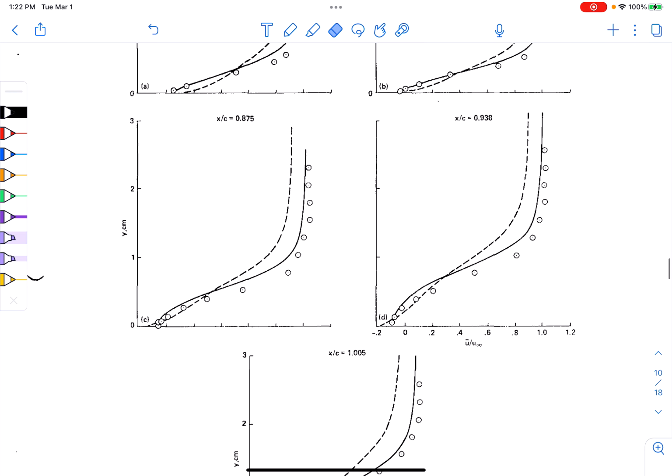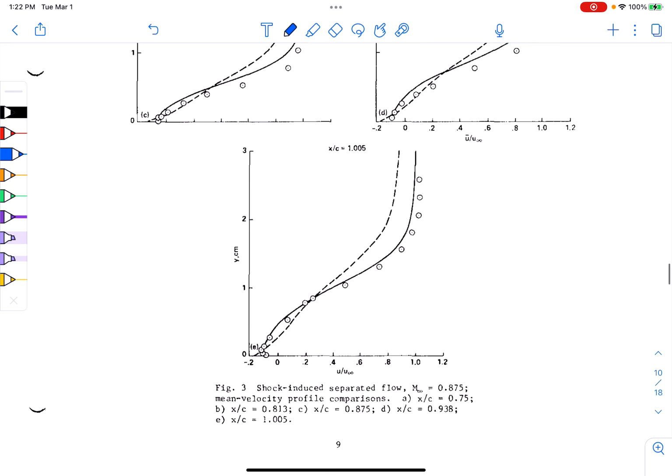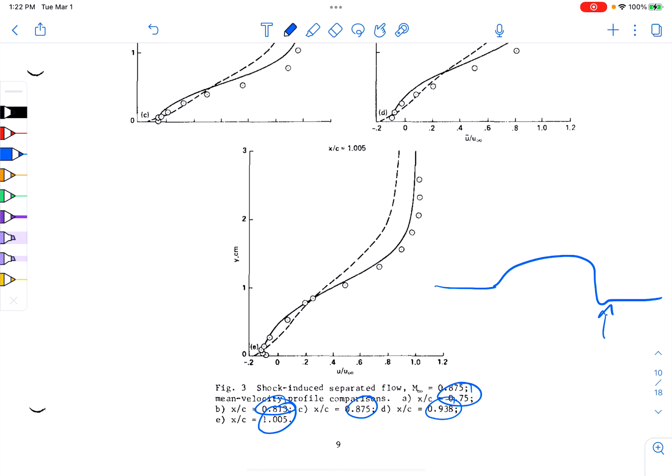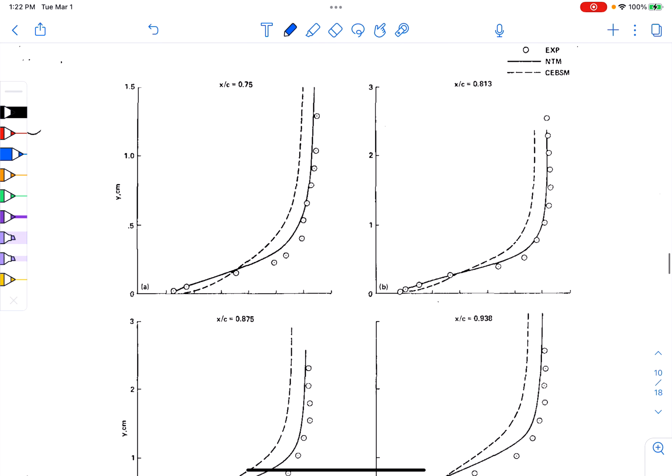Let's look at some other flows. Shock-induced separation flow, Mach 8.75. So here are the velocity comparisons. 0.75, 0.83, 0.875, 0.98, and then just past the end of the device. So this is location E right there, 0 to 1. Okay, so this is at 0.75. Oh, they're red on there. I don't have to label them.